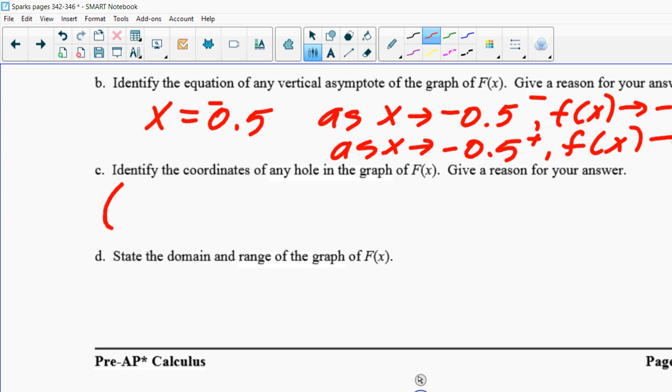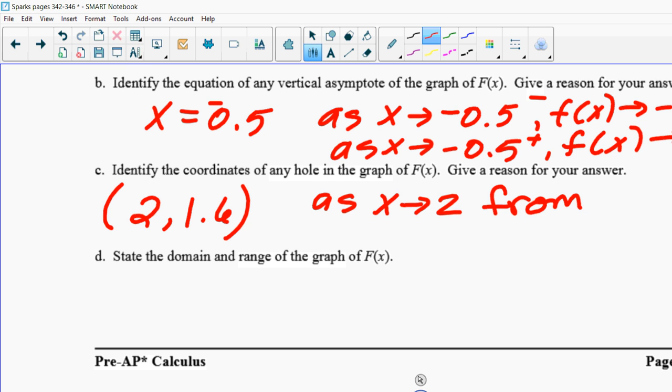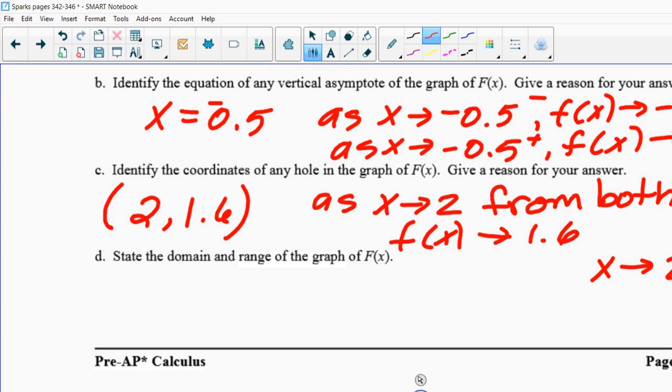So what are the coordinates of the hole? Give a reason. As x approaches 2 from both sides, f of x approaches 1.6. Remember I showed you this notation? As x approaches 2 from the right and as x approaches 2 from the left.